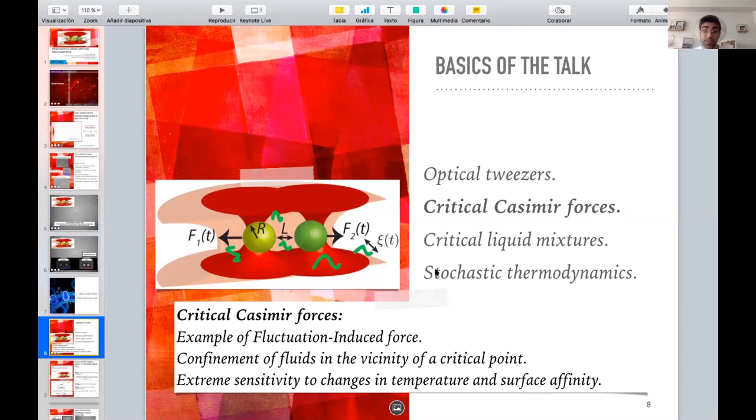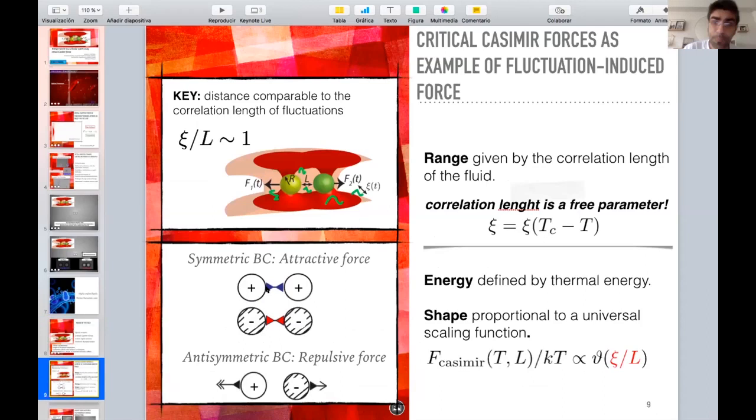So critical Casimir forces are an example of these fluctuation-induced forces, and are due to the confinement of a fluid in the vicinity of the critical point. So we have a binary liquid mixture that is going to have two species, and the confining surface can have different affinity for each one. These kinds of forces are extremely sensitive to changes of temperature of roughly a degree over room temperature, depending on the working system that we are using. We are going to use a micelle solvent that has a transition point around 31 Celsius, and also this surface affinity. So the key here is that the distance between the confining walls is more or less of the same order of magnitude as the correlation length. And in this kind of mixture, we are able to control how big this correlation length is, depending on how far we are from the mixing point.